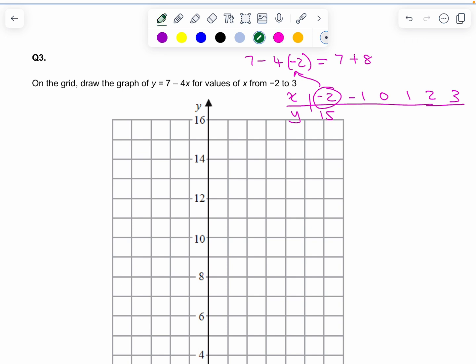I'll quickly do the rest. 7 take away 4 times -1, so that becomes 7 plus 4, which is 11. Then 7 take away 4 times 0, which is 7 take away 0, because 4 times 0 is 0, which equals 7.